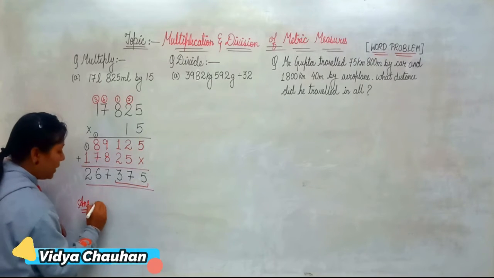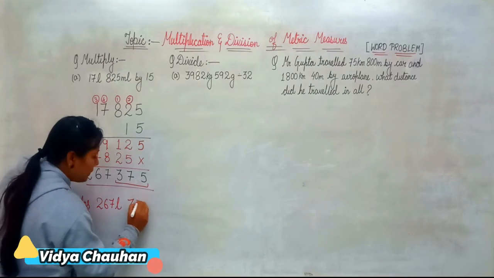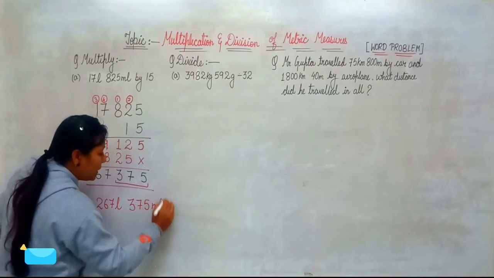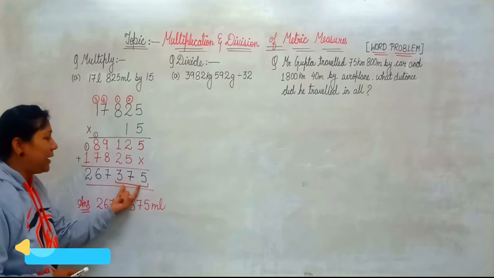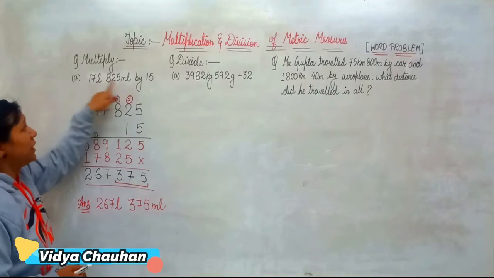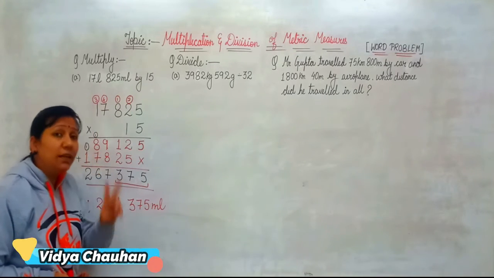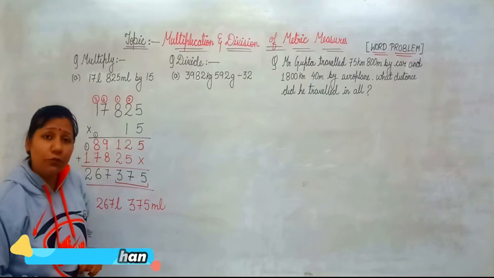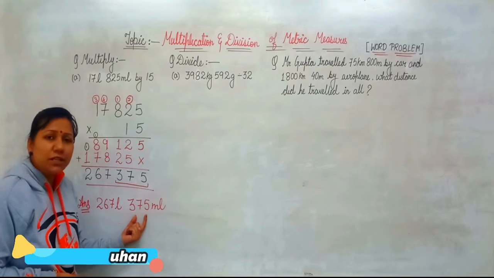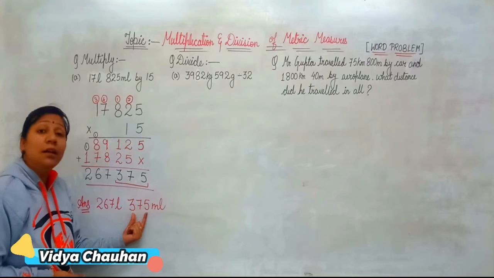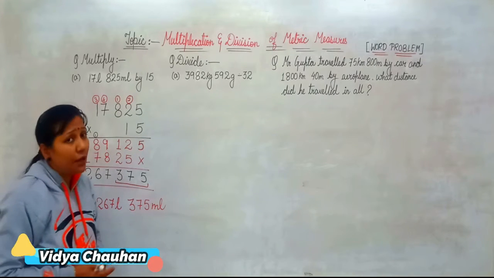Your final answer will be 267 liter 375 milliliter. Understood students? So you have to separate the last 3 digits just because it is the relation between liter and milliliter. If there will be any relation between meter and centimeter, then you will separate only 2 of the last digit numbers, that is 1's place and 10's place only. Since this relation is between liter and milliliter, so it will take 3 digits. So your final answer is 267 liter 375 milliliter.